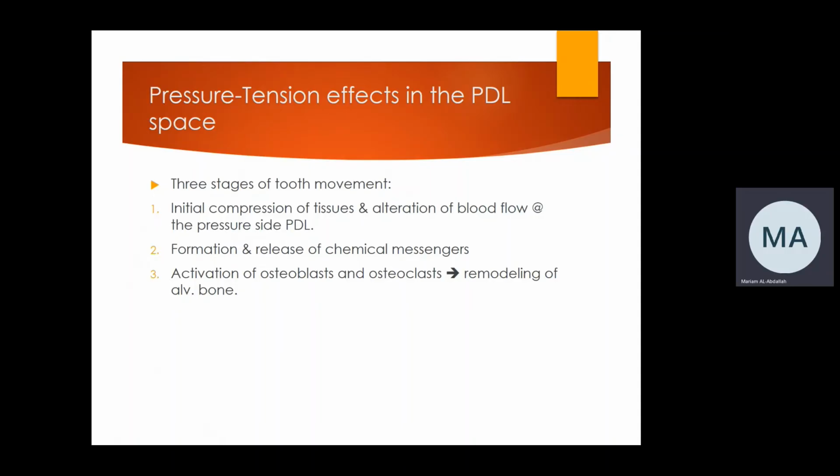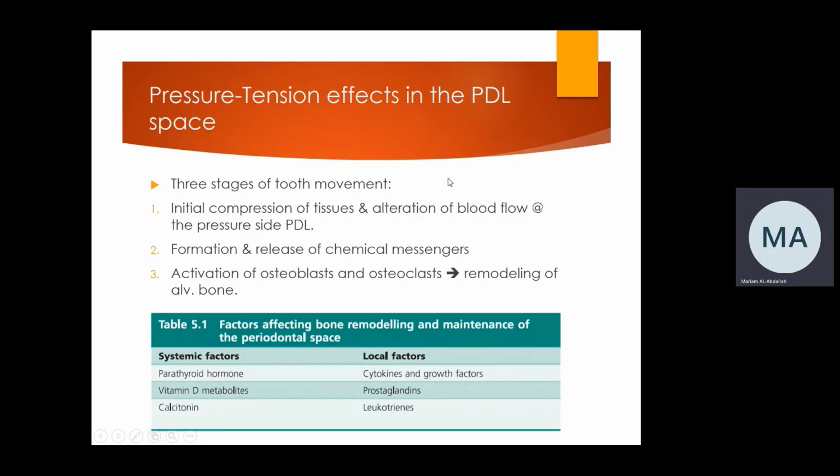So these are the three stages of tooth movement based on the pressure tension theory. Initial compression of the tissues, okay? The area of compression will alter blood flow, and we will have changes in oxygen and carbon dioxide in those areas, and we will have formation and release of chemical messengers. These will work on the cells found within the periodontal ligament space and surrounding bone, and it will cause activation of osteoblasts and osteoclasts, which will end up remodeling the alveolar bone. And of course, this will lead to tooth movement.